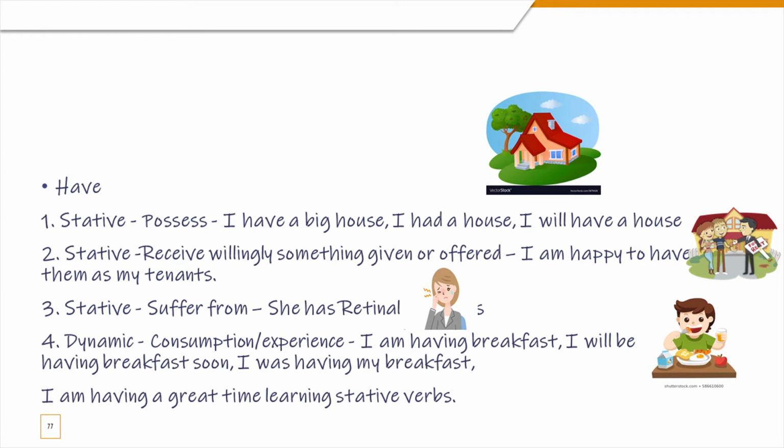Okay, now the next one is again a stative meaning, which is to suffer from. She has a condition of the eye. Okay, she has retinal vasculitis. That sounds complex, but that is a condition of the eye, where your vascular system is completely swollen. So she has retinal vasculitis. So any condition that you need to worry about, you can use the word has.